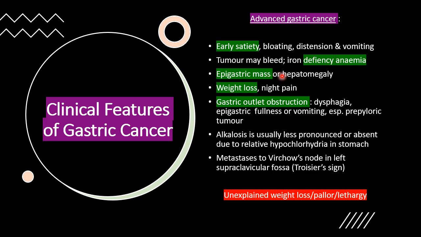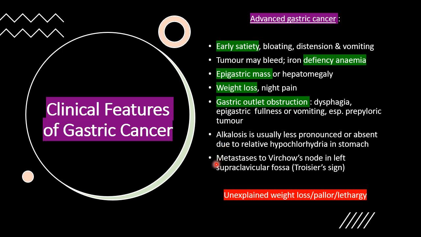Epigastric mass and hepatomegaly, weight loss and pain at night. Features of gastric outlet obstruction such as dysphagia, epigastric fullness, vomiting, especially in pre-pyloric tumors. Alkalosis is usually less pronounced or absent due to relative hypochlorhydria in the stomach, due to the concomitant presence of diffuse gastritis in these patients.